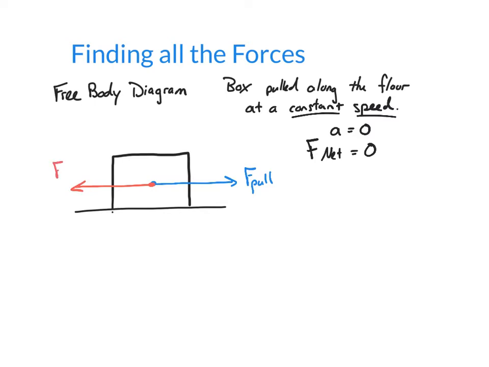Because it's a constant speed, I know the acceleration is 0. There must be an equal opposing force. We'll call that force friction in this case. Therefore, that means the net force horizontally is 0. But that's not the only force acting.